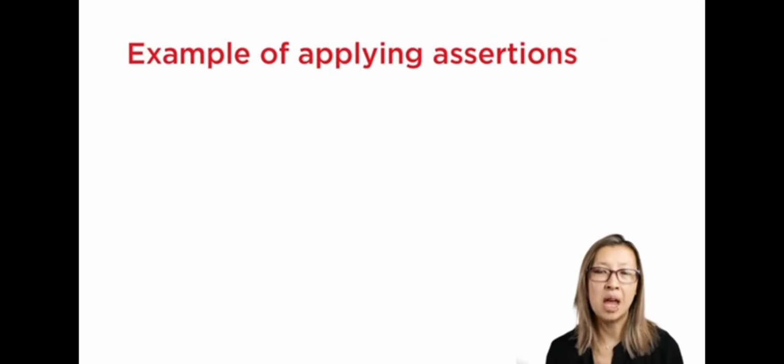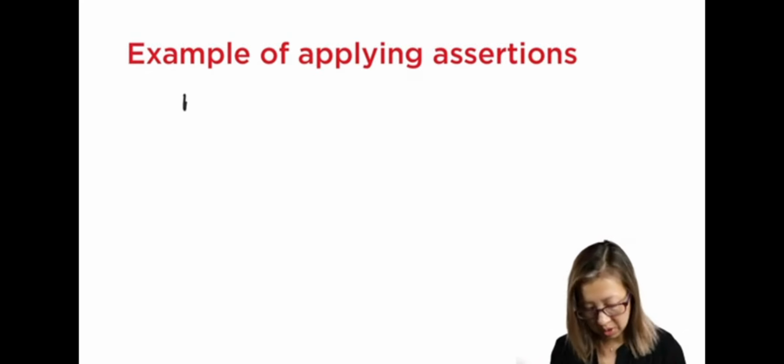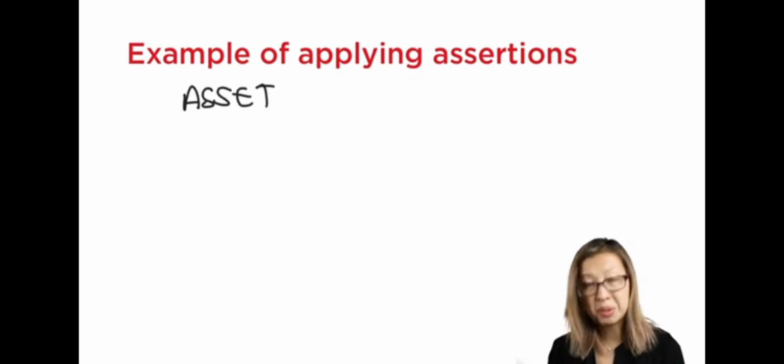So let's look at an example of applying assertions. And I'm going to apply that to a balance sheet item of a particular asset.